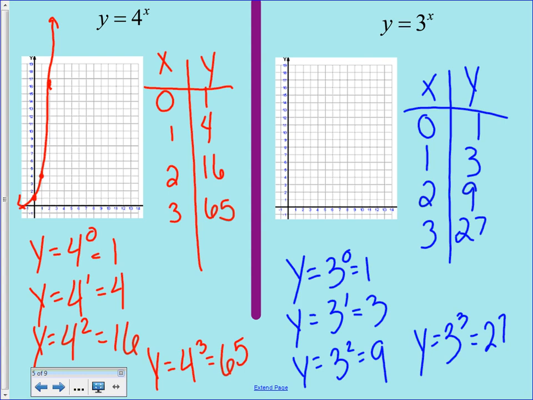So what I want you to do is on your notes, just pause the video and plot these points. You should get a ski jump just like I did in the first one, but yours is going to be a little less steep, okay, because we're using a smaller number than 4. So pause the video and then continue when you're done.